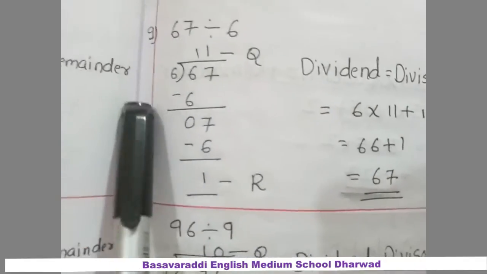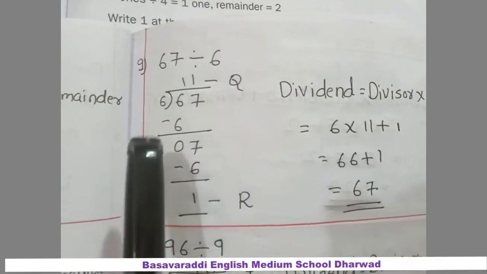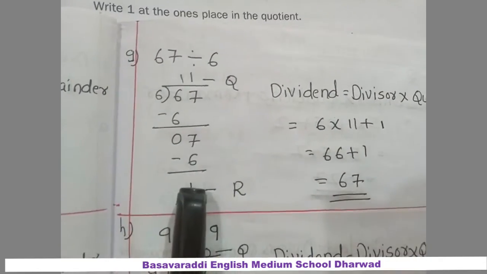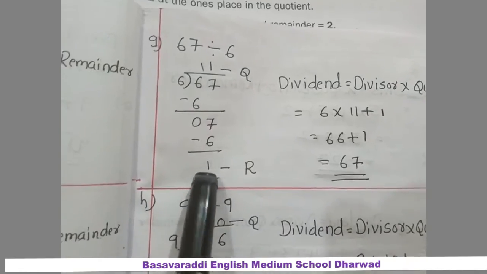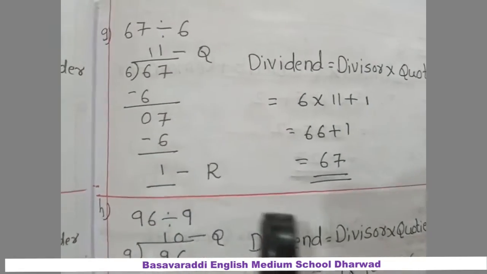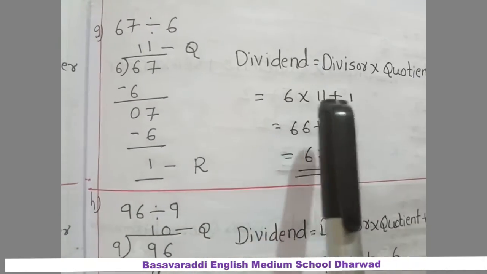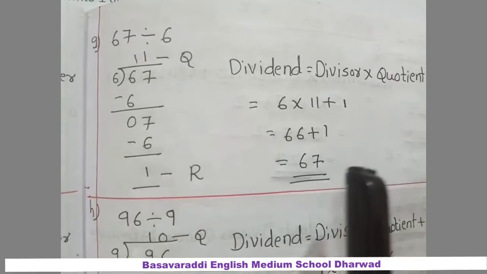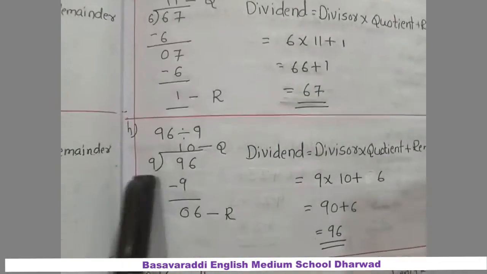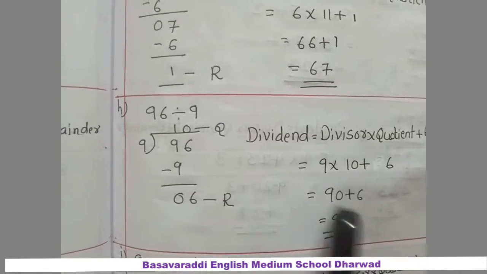Now 67 divided by 6. 6 is the divisor. We do this division, and afterwards 11 is the quotient and 1 is the R. The R is the remainder. So when we are checking this answer, 6 into 11 plus 1, 66 plus 1, that is 67. Same with 96 divided by like this, the answer is 96. So the answer is correct.